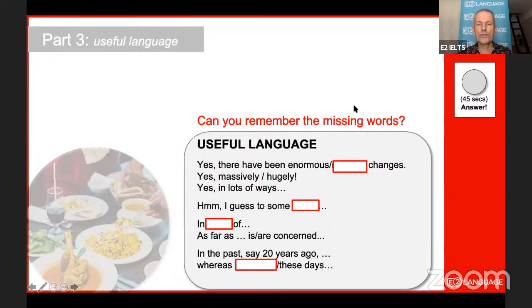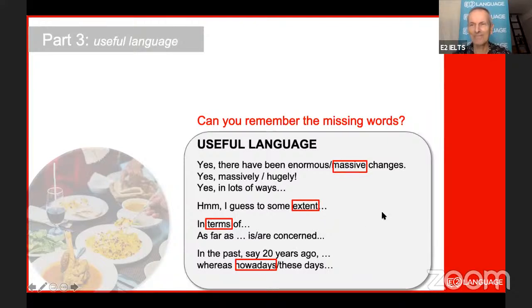There have been enormous culinary skills. Culinary skills, I like that, Krishna. Massive, absolutely right. I guess to some extent. It means a bit, not a lot, but to some extent. In terms of, yeah, right. Whereas years ago, whereas in the past, no? Nowadays, one word, nowadays. Okay, all righty. So there's some little bits of language you can try.